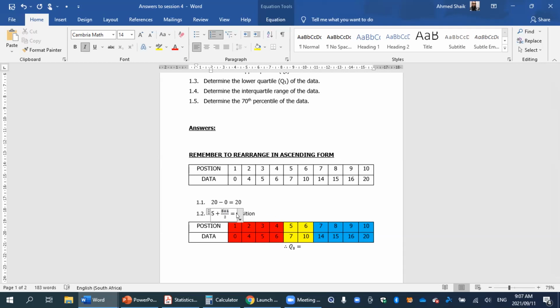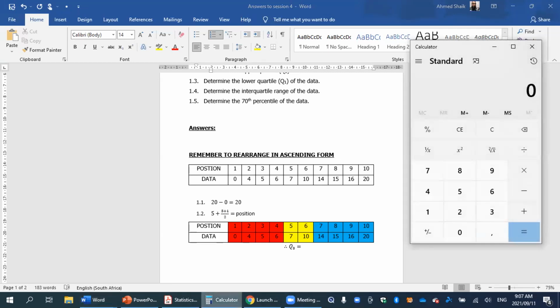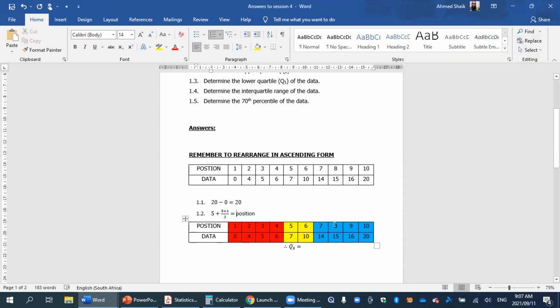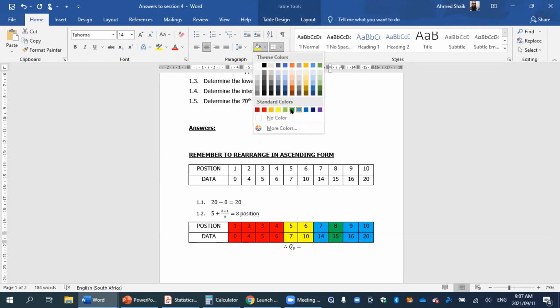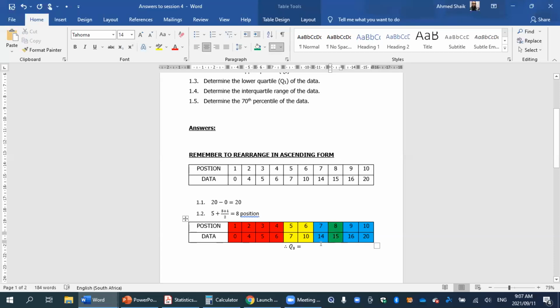If you have to calculate that, we've got 5, and 5 plus 1 over 2 is 3. So 5 plus 3, and that tells us that position 8 is our Q3. So let's highlight position 8, and we can see that position 8, Q3, is equal to 15.